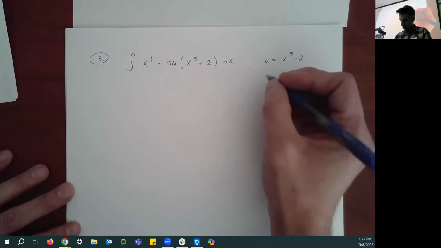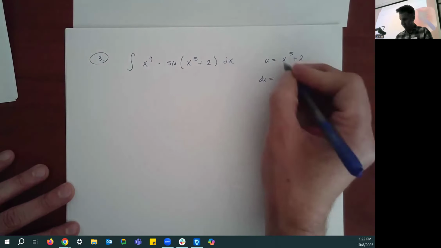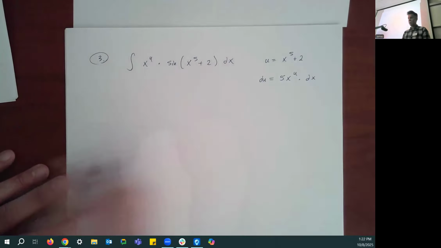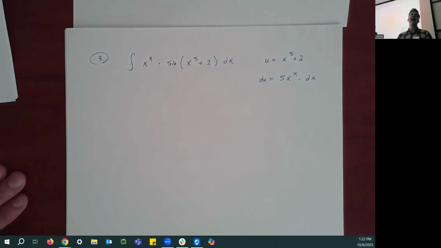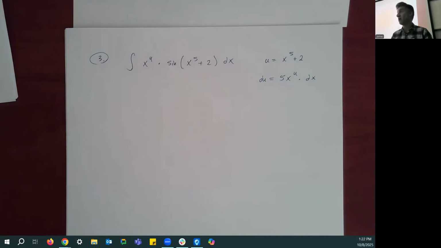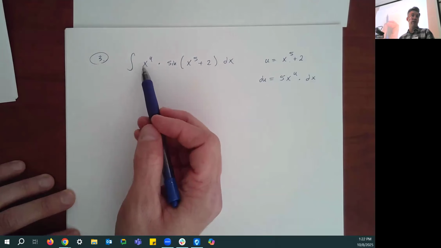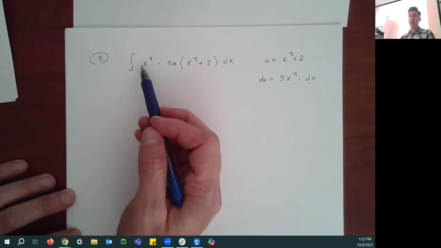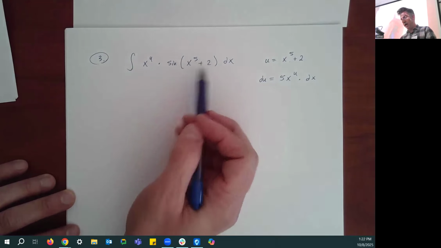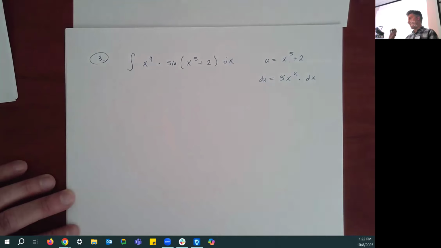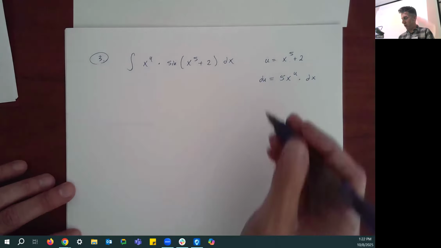Here, I should find my du. My du is the derivative of this, which is 5x to the fourth times dx. And I don't exactly have that, but that's fine. As long as we are off by just a constant multiple, we can always fix that. So I saw x to the fifth, and I saw essentially the derivative of x to the fifth, which is something times x to the fourth, and I was happy about that. I was happy that the thing inside was one higher power of x than the thing over here. So as long as you're off by a constant multiple, it's not a worry.